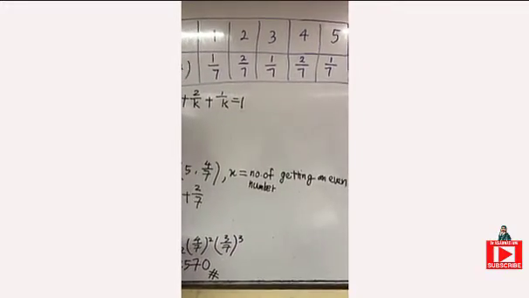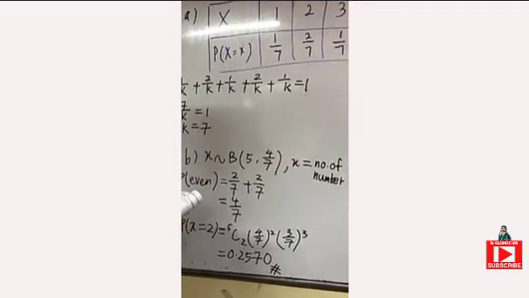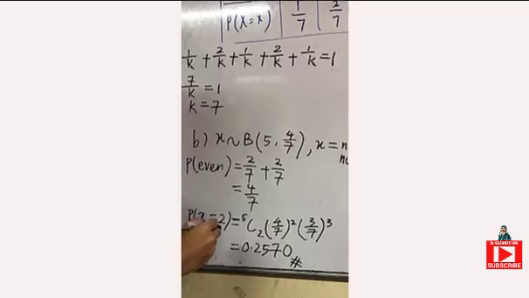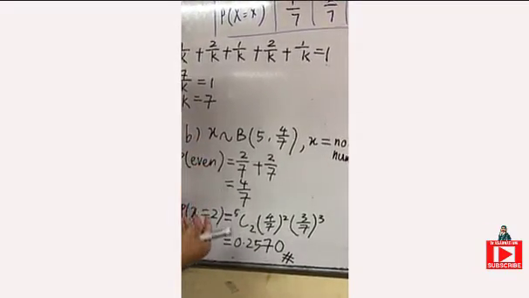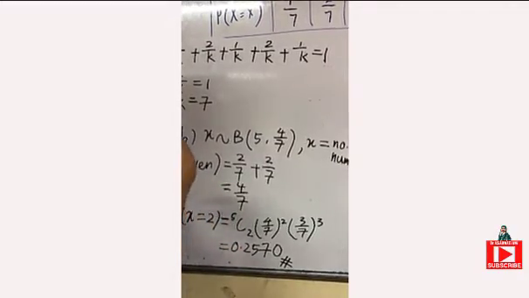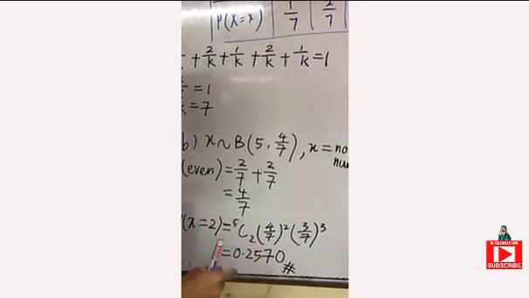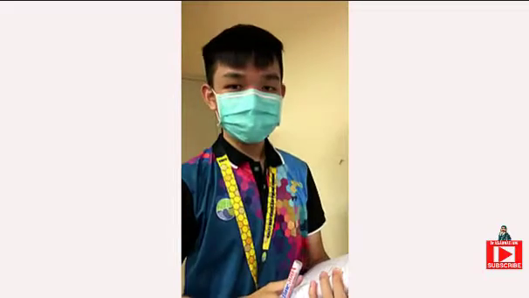Next, the question says, find the probability of getting exactly 2 even numbers. So we have to find P(X = 2). By applying the formula, we substitute the value of n, p, and q into the equation. Then we press our calculator and we'll get the final answer is 0.2570. That's it. Thank you. Binomial distribution.